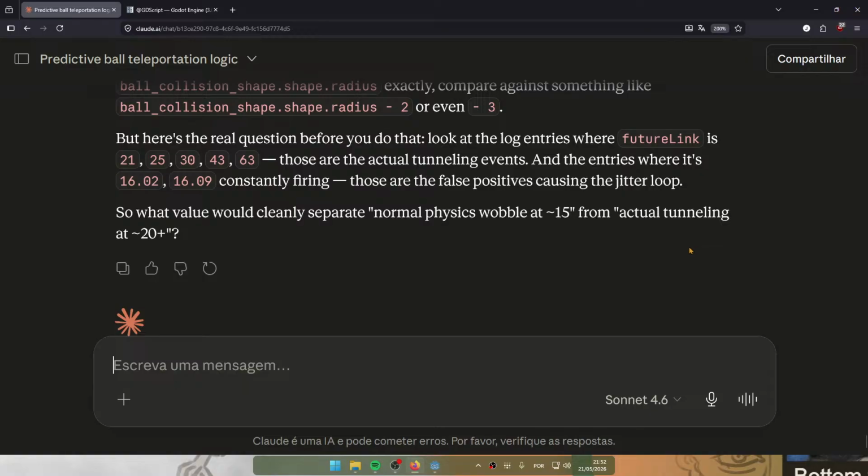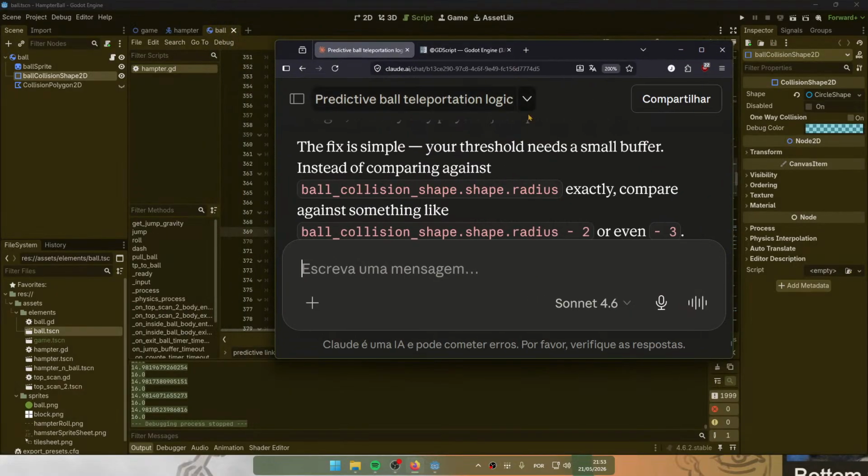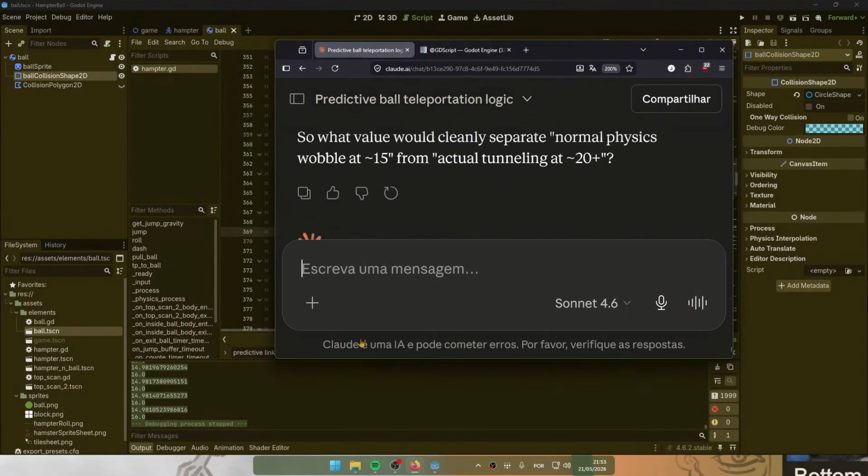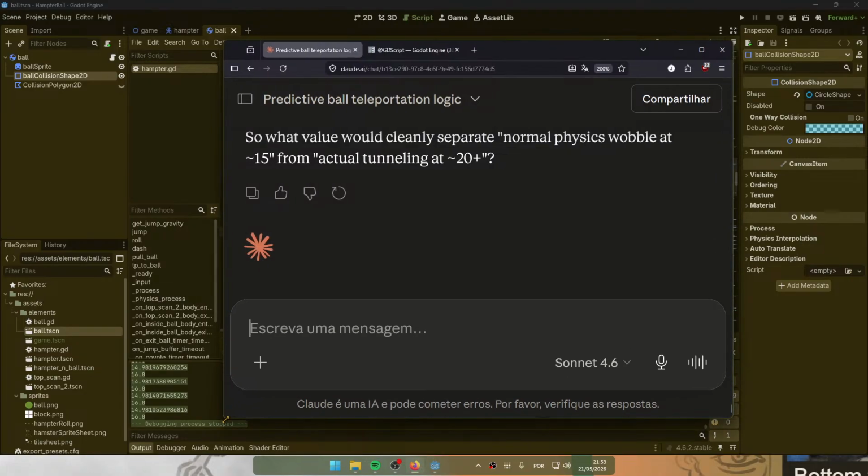So what values would cleanly separate normal physics wobble? Wait, am I actually close? Guys, I think I'm close. Hold on, I think I'm close. The real question before you do that, look at the log entries where future link. Those are false positives counting the tutor. So what value would cleanly separate normal physics wobble at 15 from actual tunneling at 20 plus?